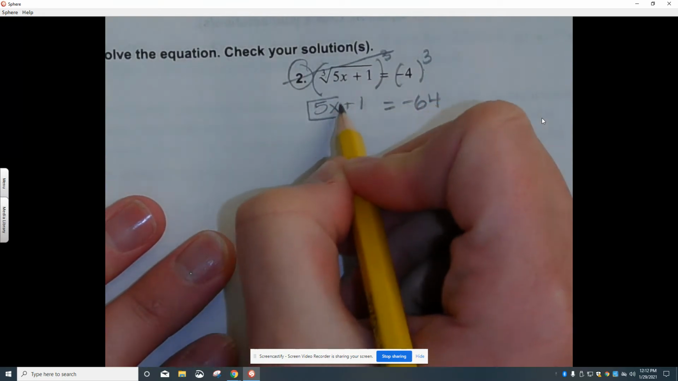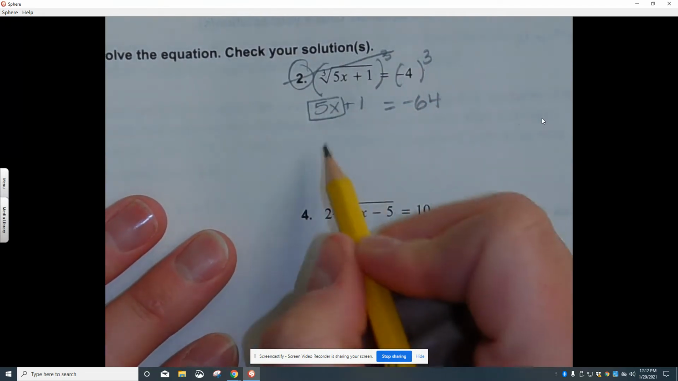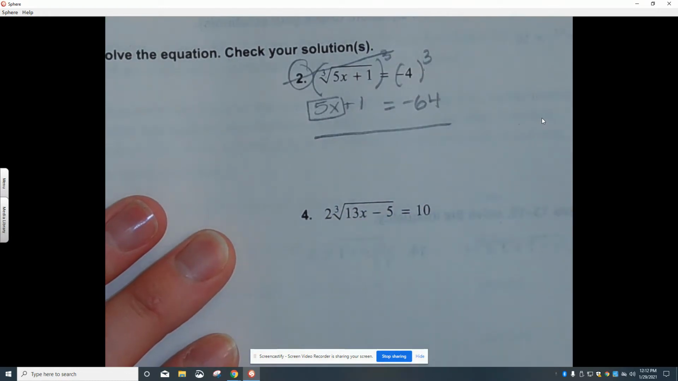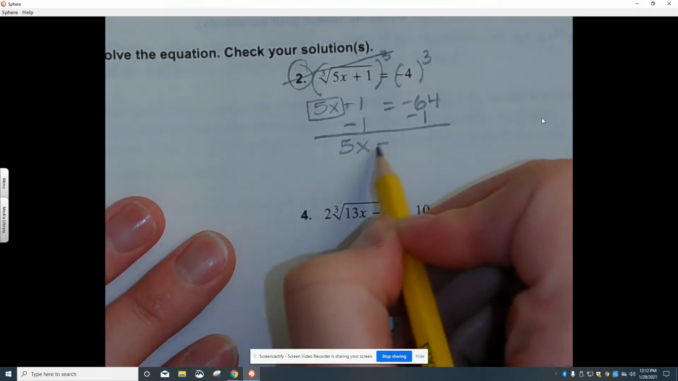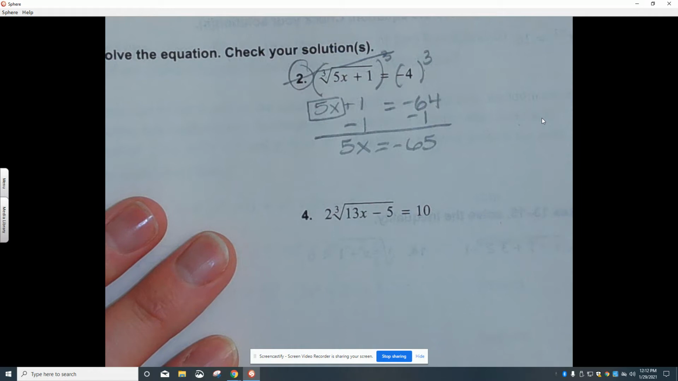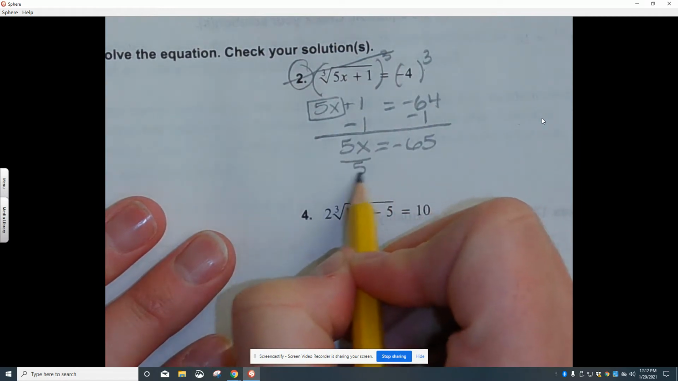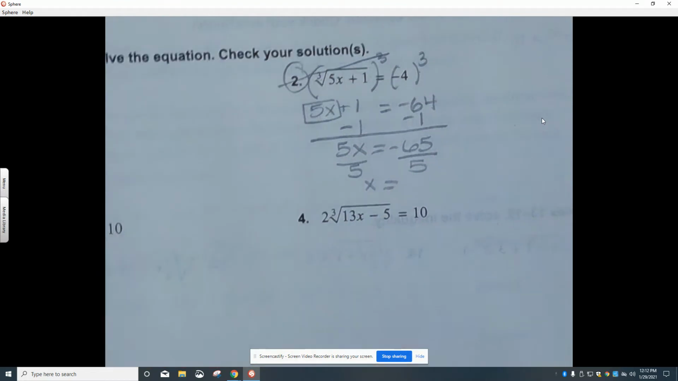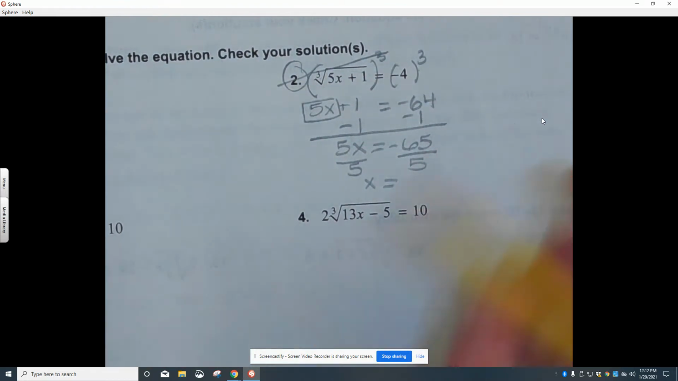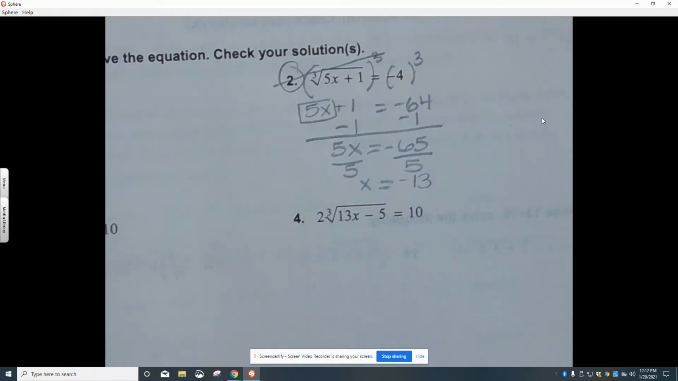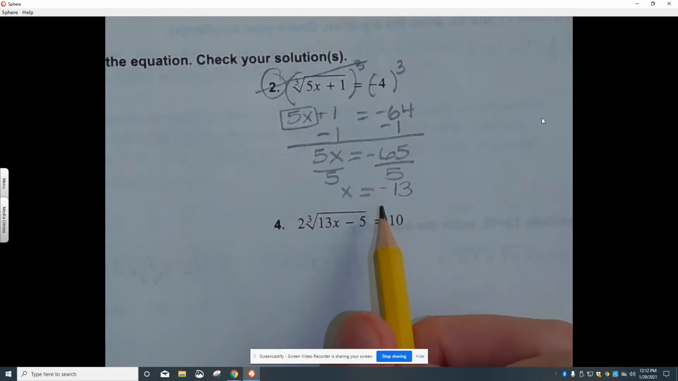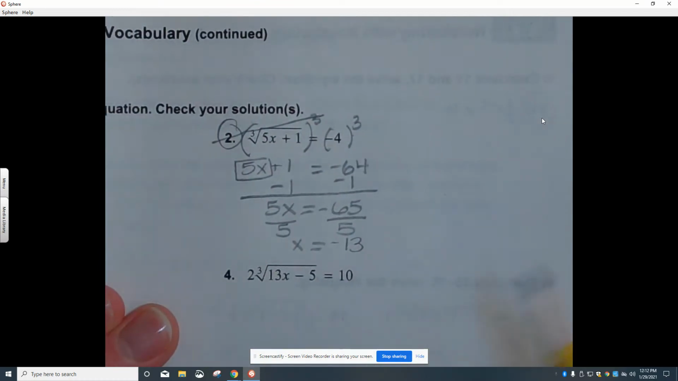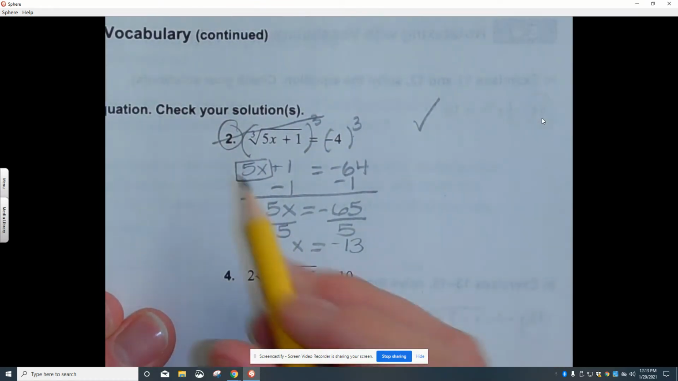The best thing you could probably do is put a little box around your variable, because that's what I have to deal with last. First thing we want to do to solve this would be to subtract 1 from both sides. So 5x equals negative 65. Then we're going to divide both sides by 5. So x equals negative 65 divided by 5, which is negative 13. But here's where we have to check for the extraneous solutions. Once I get x equals negative 13, I have to make sure this works, because if it doesn't work, then I have to call this no solution. So I'm going to take my original equation and plug in negative 13.